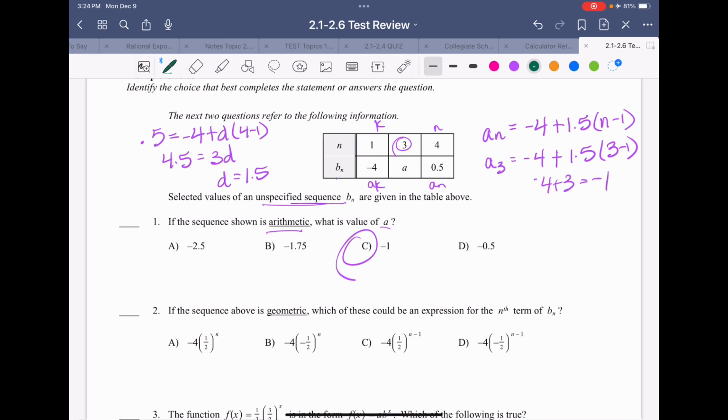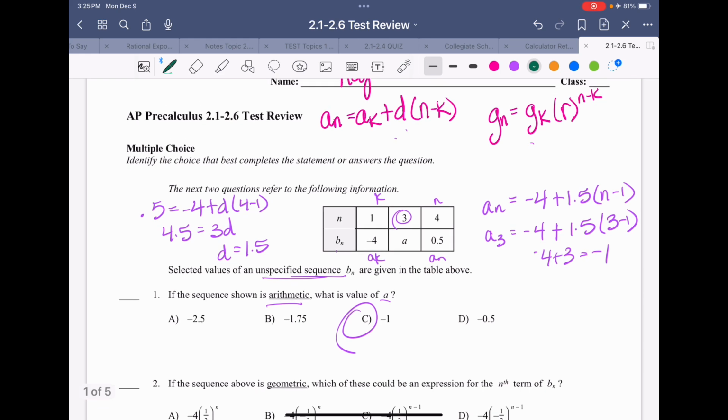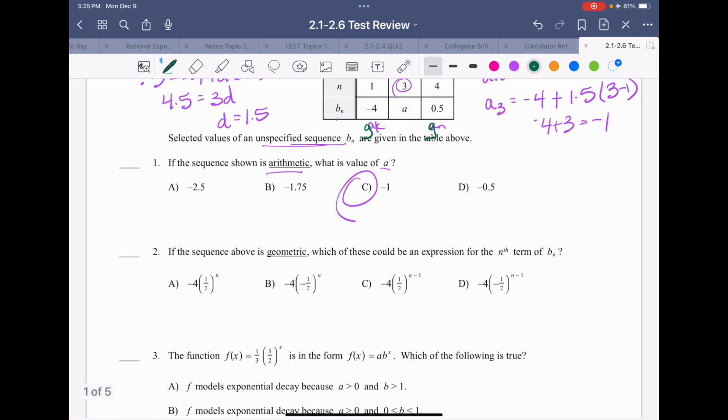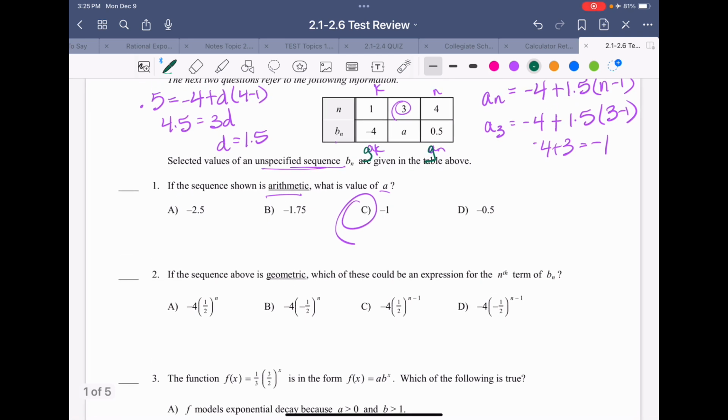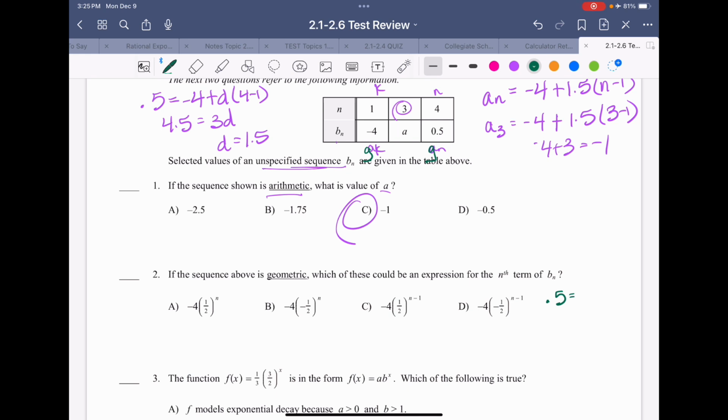Number 2. If the sequence is geometric, which of these could be an expression for the nth term? I'm going to show you how to do it, but then we're also going to talk about how else you could do it, since it is a multiple choice question. But I'm going to do the same type of thing by choosing, this will now be g sub k and g sub n, and I'm going to use this. So g sub n, which is 0.5, is equal to g sub k, which is -4, times r, which we don't know, to the n minus 1 power, the 4 minus 1 power.